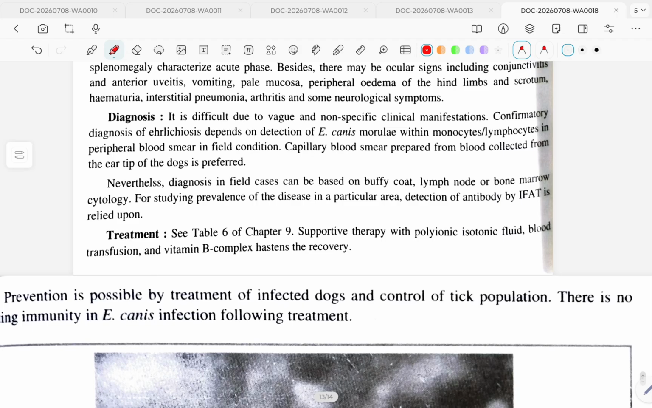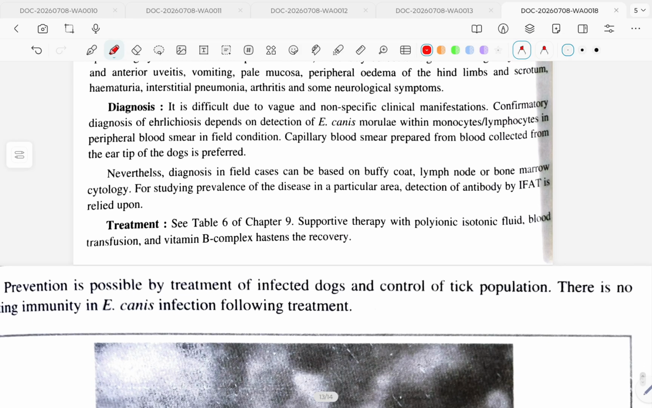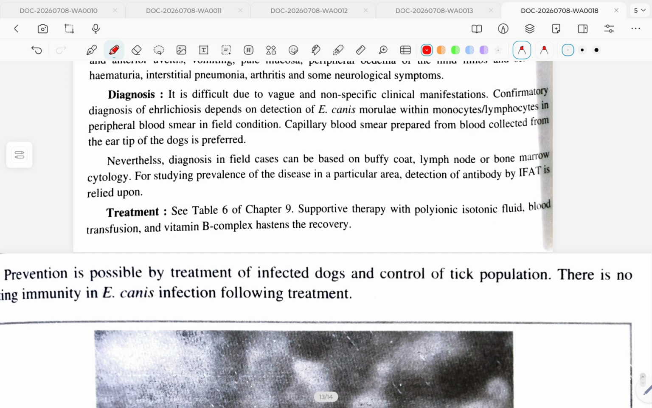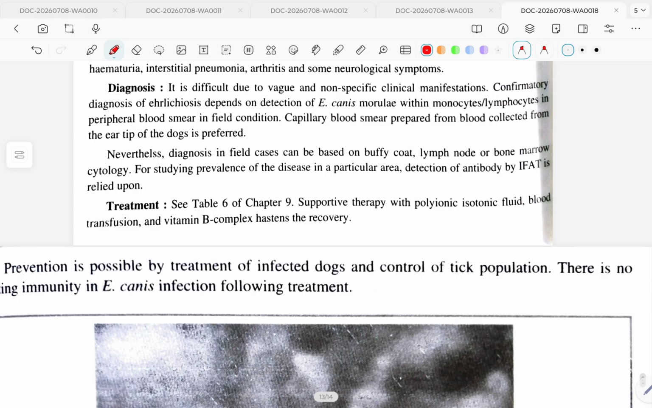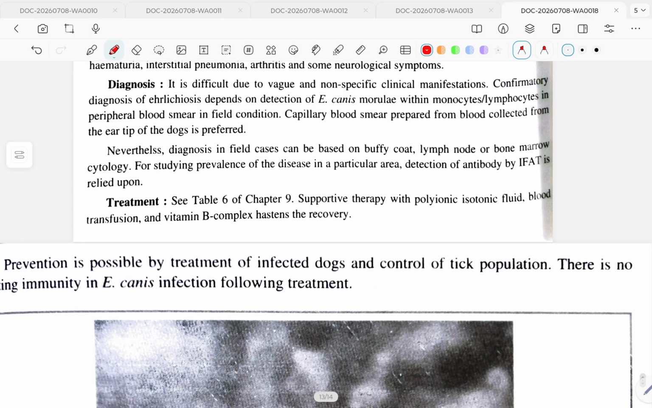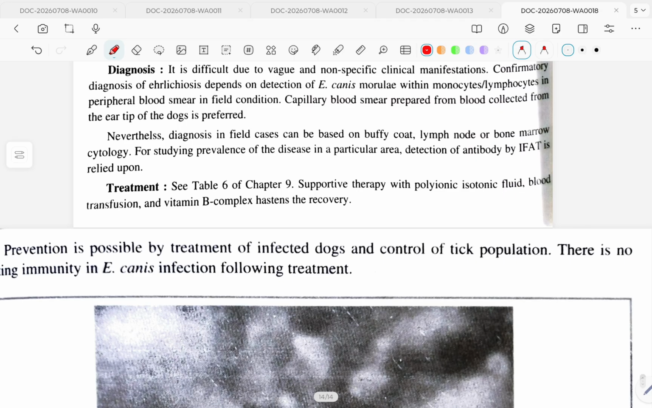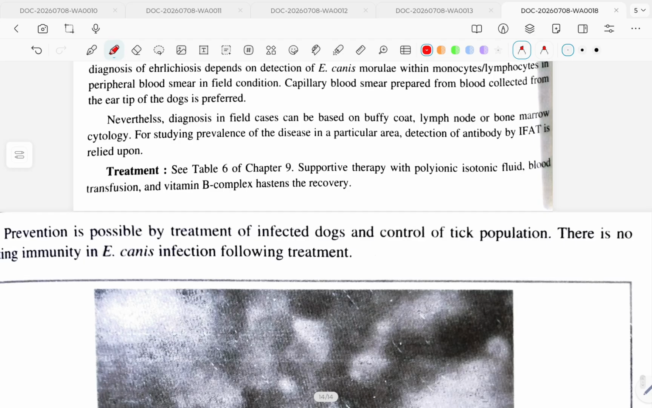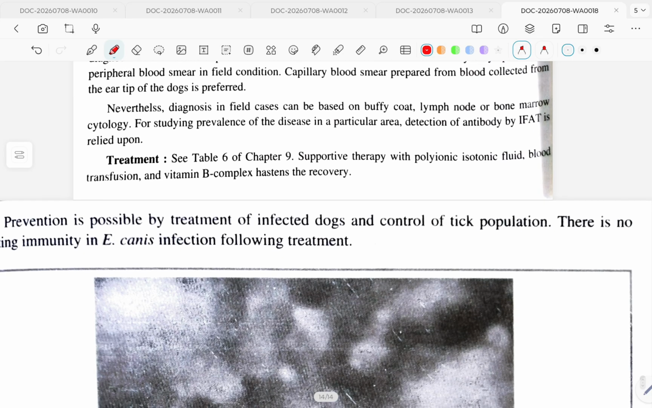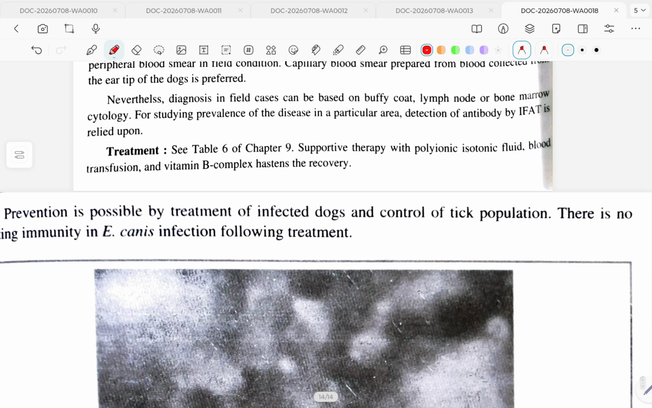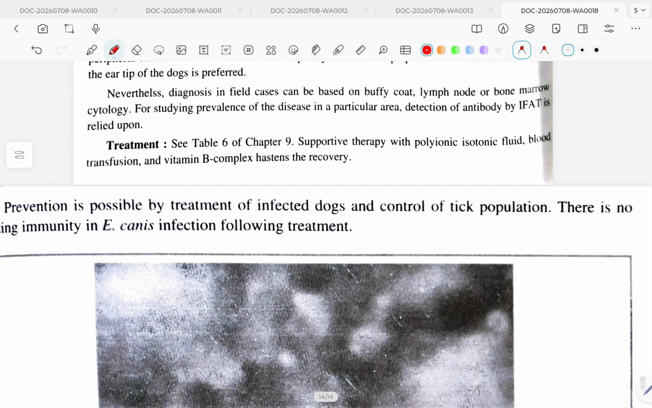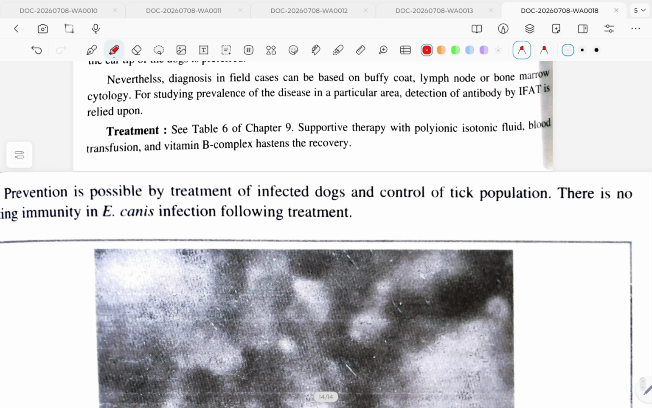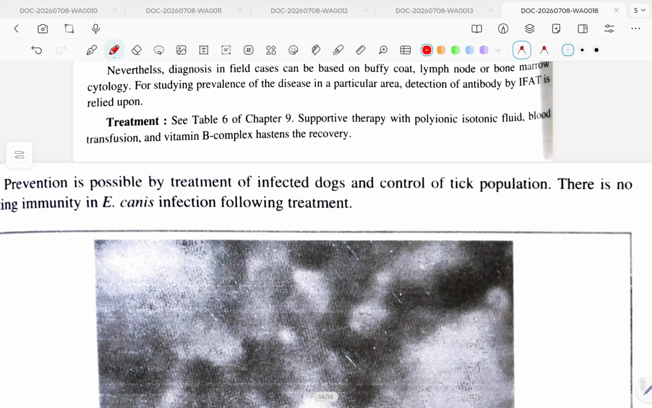Diagnosis is difficult due to vague and non-specific clinical manifestations. Confirmatory diagnosis of ehrlichiosis depends on detection of E. canis morulae within monocytes and lymphocytes in a peripheral blood smear in field conditions. A capillary blood smear prepared from blood collected from the ear tip of the dog is preferred. Nevertheless, diagnosis in field cases can be based on buffy coat, lymph node, or bone marrow cytology. For studying prevalence of the disease in a particular area, detection of antibody by IFAT is relied upon.